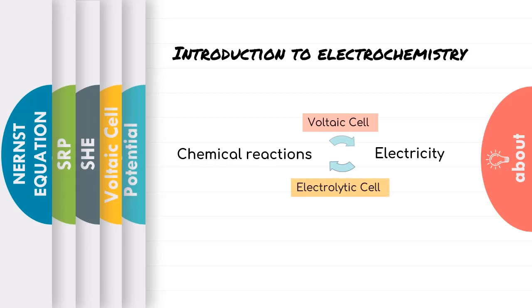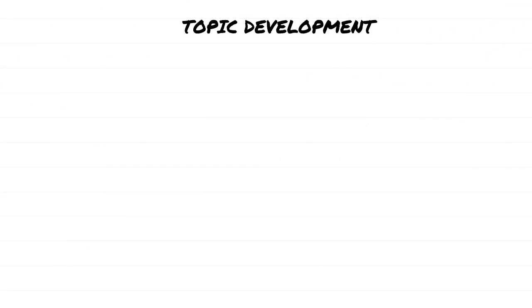We will look at an example of both situations throughout this topic. But for today's video, we will be discussing only the voltaic cell, also known as galvanic cell. A voltaic cell is an electrochemical cell that uses spontaneous chemical reactions, both oxidation and reduction, to generate electricity.